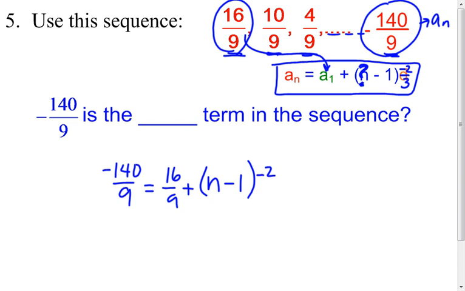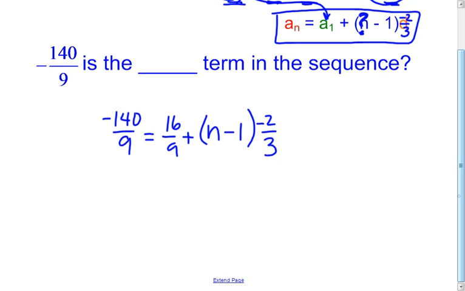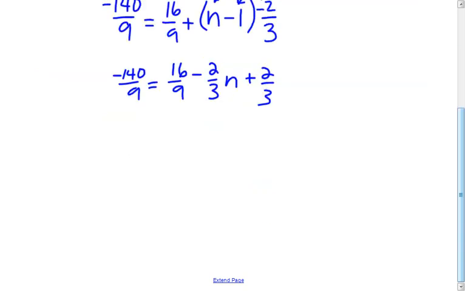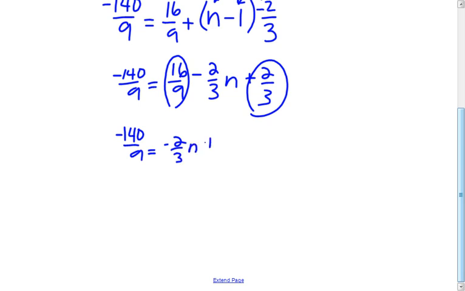And then I know my common difference is negative 2/3. Okay, so now my goal is to be able to solve for this. Of course, I will distribute that negative 2/3 through, and I will have negative 140 over 9 equals 16/9 minus 2/3 n plus 2/3 when I distribute. Combine your like terms right here. So negative 140 over 9 equals negative 2/3 n plus 22/9.